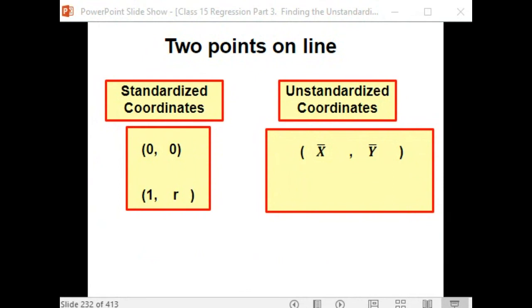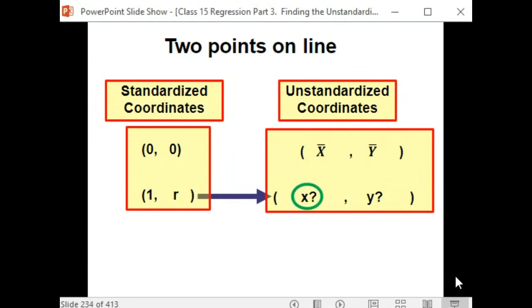We want to calculate the unstandardized slope of the regression line. And to do that, we need the unstandardized coordinates of both points. But we don't know the unstandardized coordinates of the 1r point yet, right? We know its standardized coordinates are 1 and r, but we don't know its unstandardized coordinates yet. So before we go any further, we'll calculate the unstandardized coordinates of the 1r point.